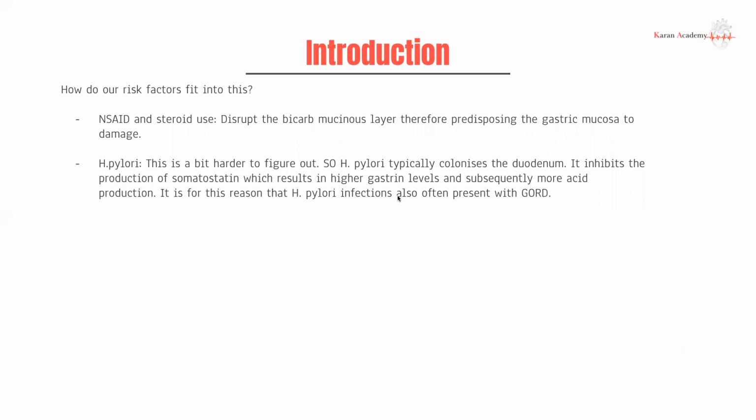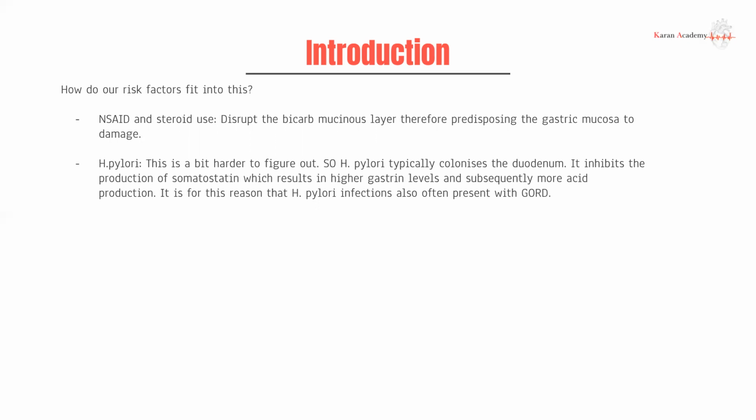So H. pylori very typically colonizes the duodenum and not the actual stomach. This is also the reason why the leading cause for duodenal ulcers is H. pylori, and 95% of duodenal ulcers are caused by H. pylori. What H. pylori does is a few things, and one of them is inhibiting the production of somatostatin. As we know, somatostatin blocks gastrin, and when you reduce the levels of somatostatin, you have higher levels of gastrin. Higher levels of gastrin lead to more acid production and release, and that leads to the ulcers.